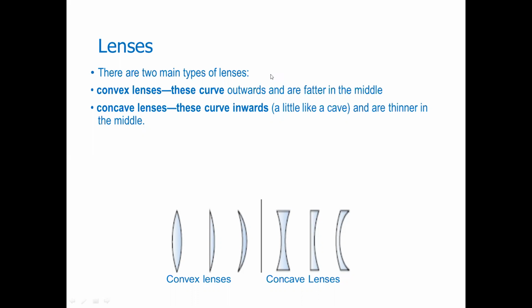So there are two main types of lenses. One is convex lenses, which curve outwards and are fatter in the middle. Concave lenses curve inwards, a little like a cave, and are thinner in the middle. So the figure shows some convex lenses and some concave lenses.